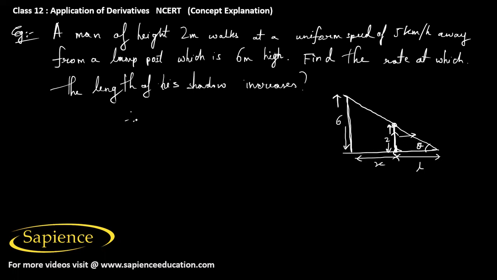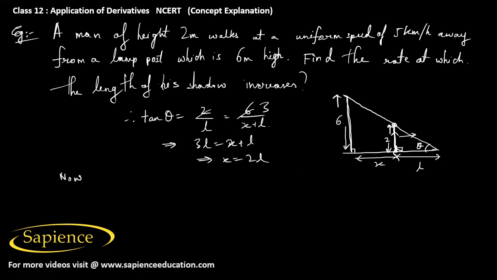Then from this triangle we can say that tan theta. So this is a right angle triangle, this is also a right angle triangle, therefore these two are similar triangles, therefore tan theta is equal to 2 by L, that is also equal to 6 by x plus L. So 2 3s are 6, so we can say that 3L is equal to x plus L. So therefore x is equal to 2L.